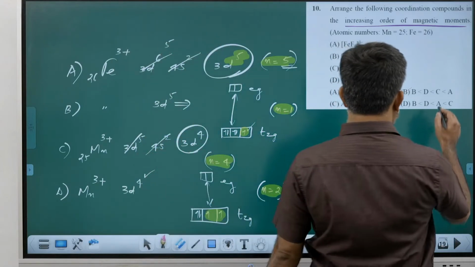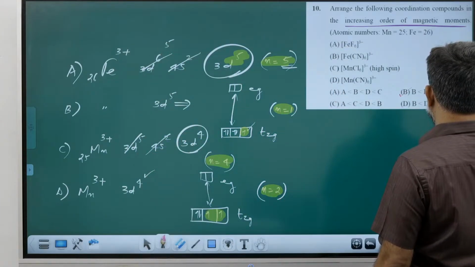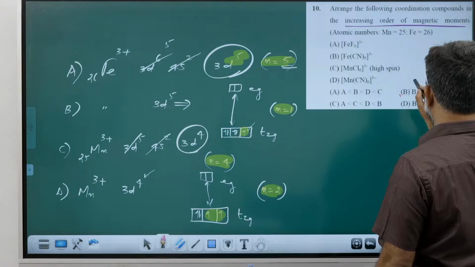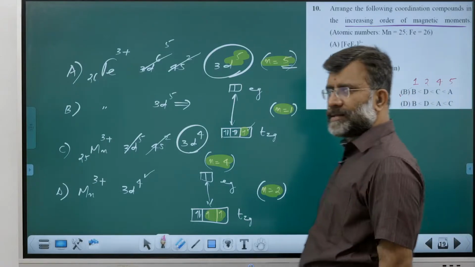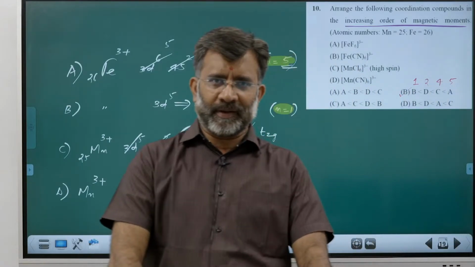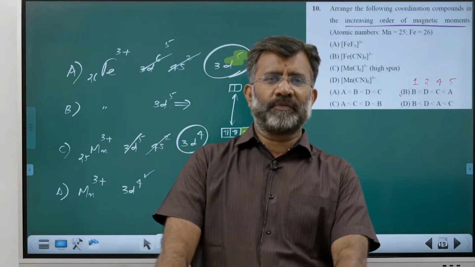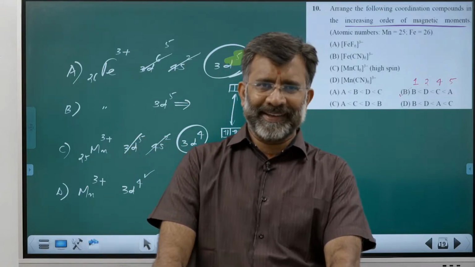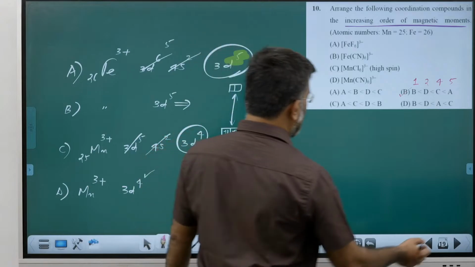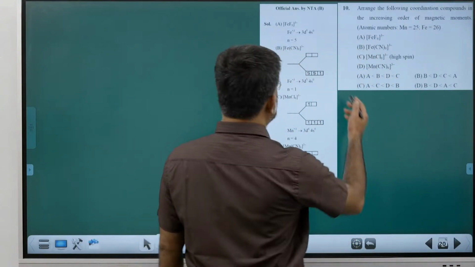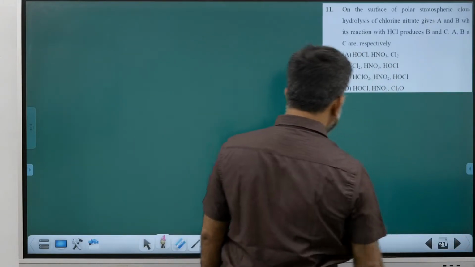So the number of unpaired electrons respectively 5 here, 4 here, 2 here, and 1 here, and that is the reason for such an order. A typical question from coordination chemistry. Okay, next one. Option B is the correct answer. Next.